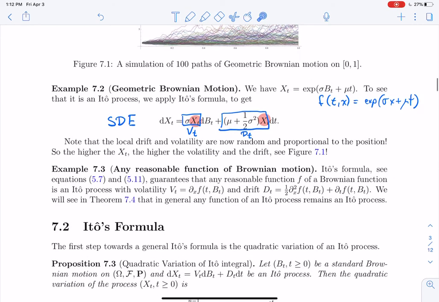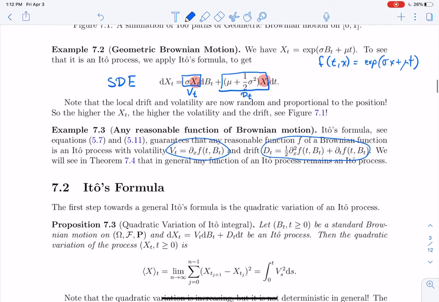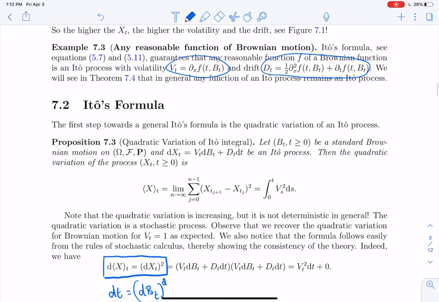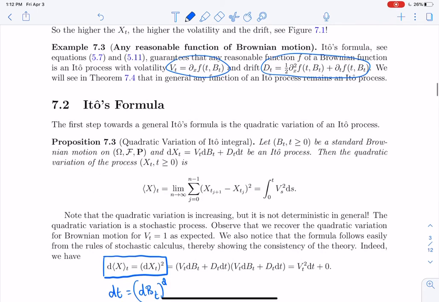Now, as I said at the beginning, any function of Brownian motion to which you can apply Ito's formula will be a diffusion. The volatility is this guy, and the drift is slightly more complicated, this guy. So there are a lot of processes that are diffusions, and a lot of processes are Ito processes in general. That gives you a huge collection of processes to choose from when you want to model random phenomena, random time series. Now, what about Ito's formula?